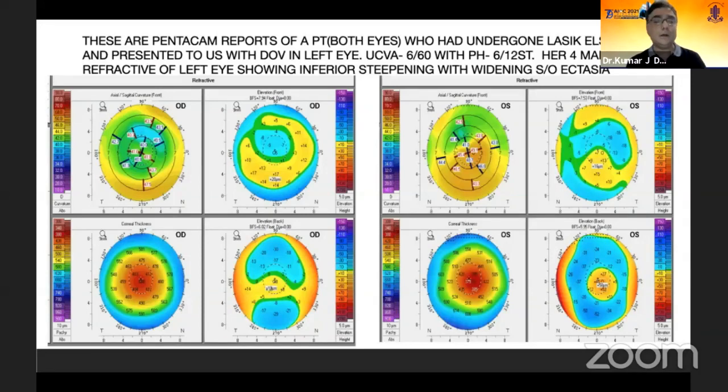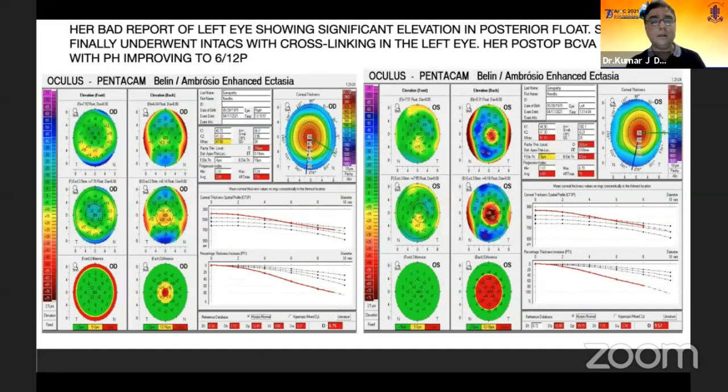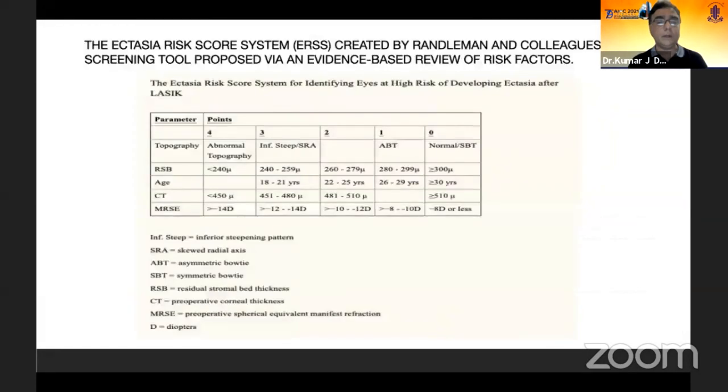Now this patient was operated on many years back and presented to us with diminished vision in the right eye and the left eye, 6/60 and 6/12, and you can see that there is thinning right in the center, which presented as ectasia. The patient then underwent cross-linking with Intacs, and the vision improved to 6/12 in that eye. In the left eye, you can see a posterior float, which had progressed quite a bit.